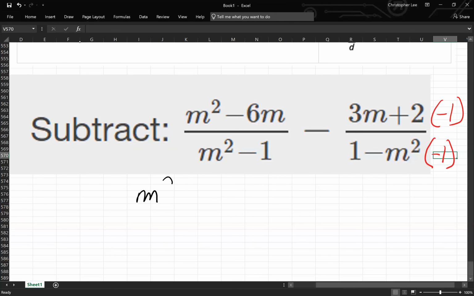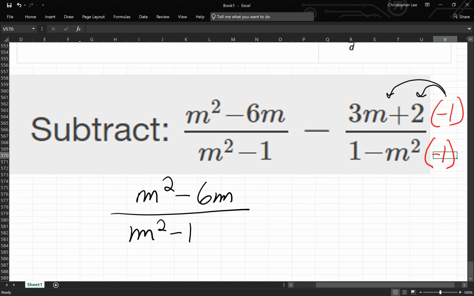I have m squared minus 6m over m squared minus 1. Let's say I'm going to distribute this. Minus, what do I have now? I have -3m minus 2, all over the m squared minus 1. Just distribute it. That's it. M squared is positive now, and then the 1 is negative now. So now that I have the same denominator, light work, right?